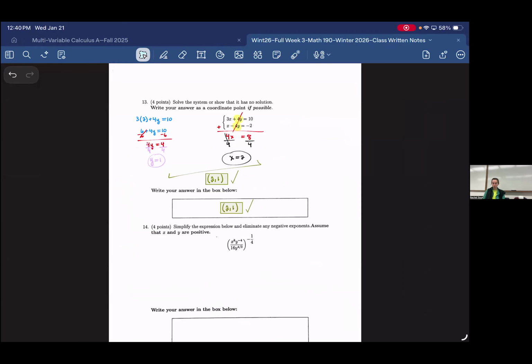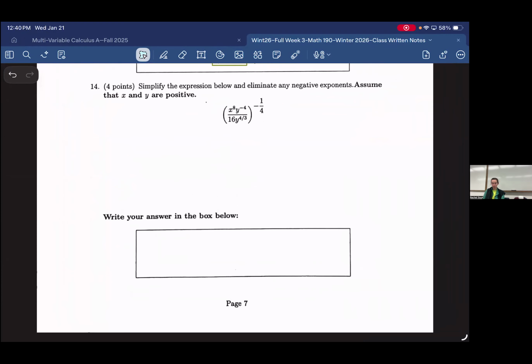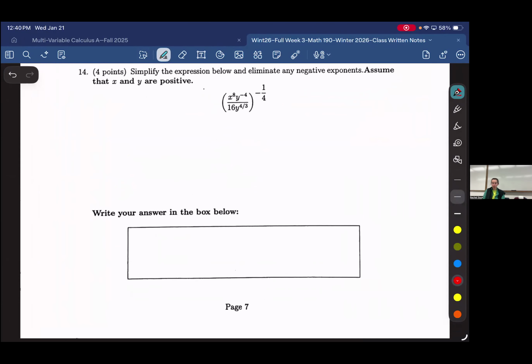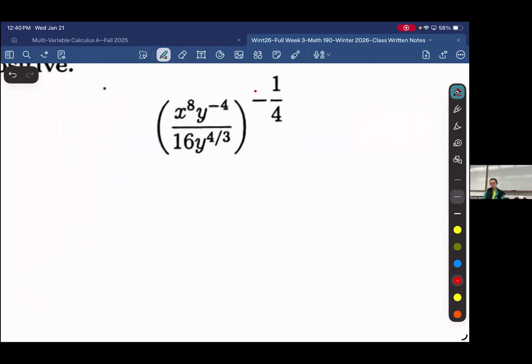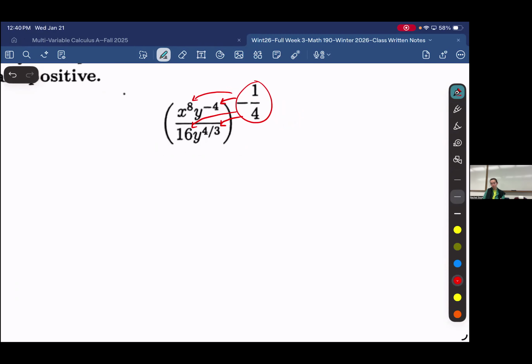All right, let's move on to question 14. We have simplify the expression below and eliminate any negative exponents. Assume that x and y are positive numbers. So first step is I'm going to distribute that -1/4 exponent into each of my either coefficients or the exponents. I'm going to distribute it 4 different times.